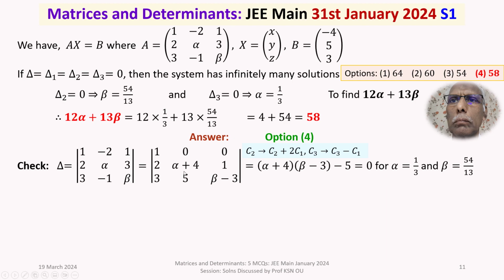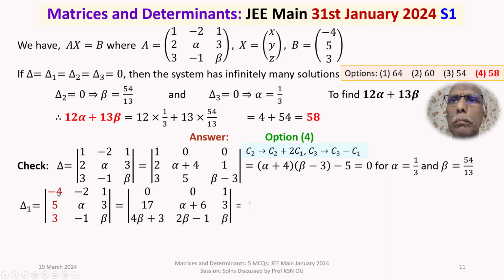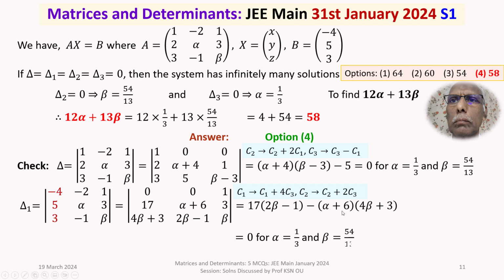And if you want, you can do it without doing these column operations. You can do directly also. After getting the determinant, substitute alpha is equal to 1 by 3, beta is equal to 54 by 13, and convince yourself that you get the answer 0. Similarly, delta 1. Delta 1 means the same as delta with the first column replaced by B. Right. And expand. So we have done again some column operations and made some of them zeros and obtained the determinant value, and we found the determinant value is 0 for alpha is equal to 1 by 3 and beta is equal to 54 by 13.